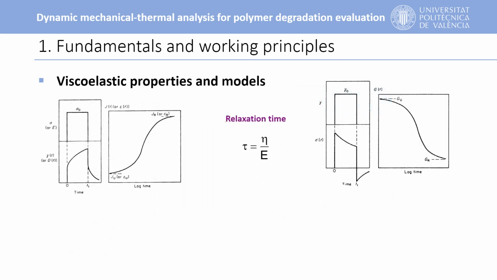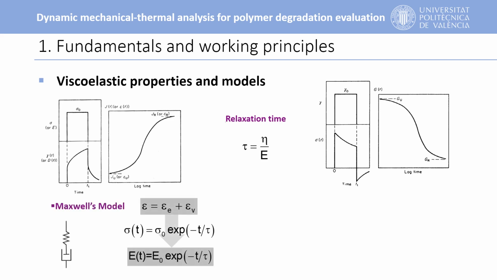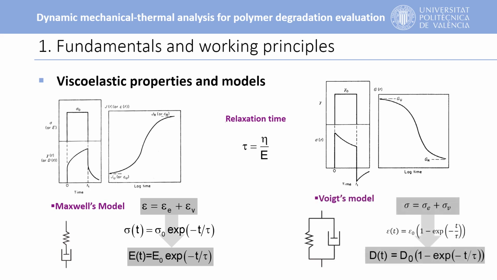The mechanical response of viscoelastic materials to mechanical disturbances has traditionally been modeled, in terms of the elastic component, using a spring element and the viscous component using a dashpot. The Maxwell model consists of a spring in series with a dashpot, while the Voigt model consists of a spring and dashpot in parallel. The relaxation time for both models consists of a ratio between the viscosity and the corresponding modulus.